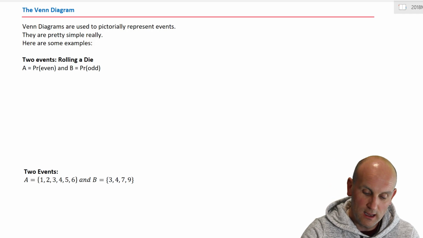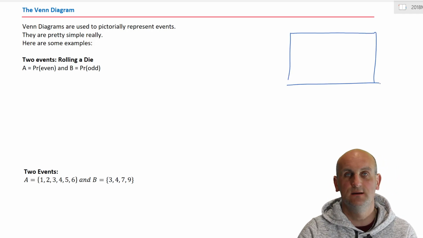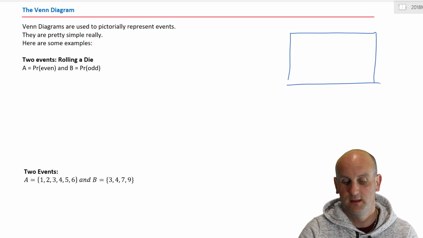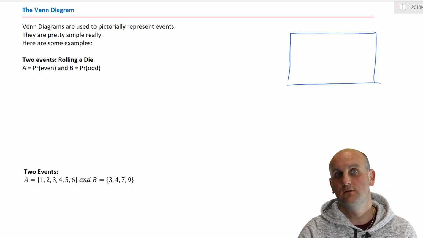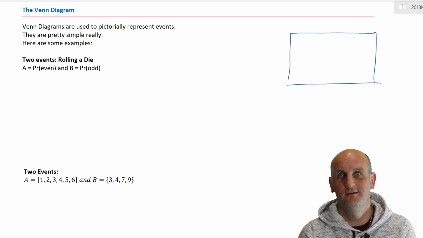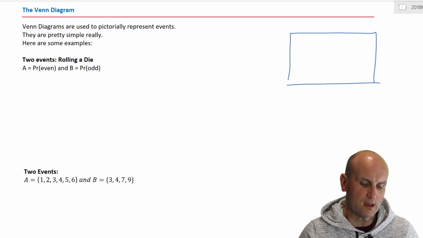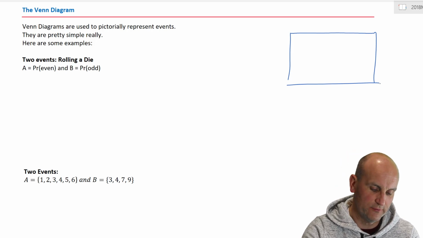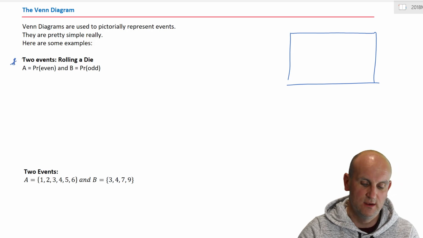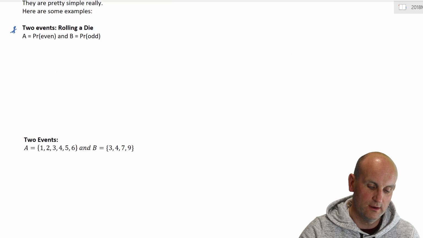But the great thing is, drawing a Venn diagram is ridiculously simple because the first thing you draw is a rectangle. And the next thing you draw is 2 circles or 3 circles. The number of circles depends on how many events there are, so how many different things you are doing. I've got an example here of 2 events rolling a die. So I suppose the best thing to do is actually draw one and explain how they're drawn as I'm doing it.